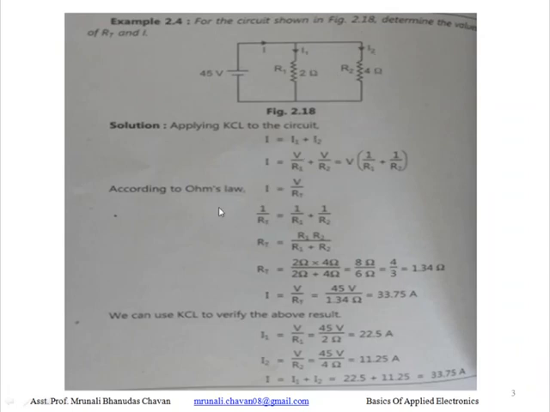If we apply Ohm's law, according to Ohm's law, I is equal to V upon RT. ओके, कोणत्याही सर्किटमध्ये आपण जर का ओहम्स लॉ अप्लाय करायचं म्हटलं तर एखाद्या रेजिस्टरच्या अक्रॉसचा व्होल्टेज ड्रॉप किंवा एखाद्या रेजिस्टरमधून फ्लो होणारा करंट आपण कसा लिहू शकतो? तर I is equal to applied voltage divided by total resistance.